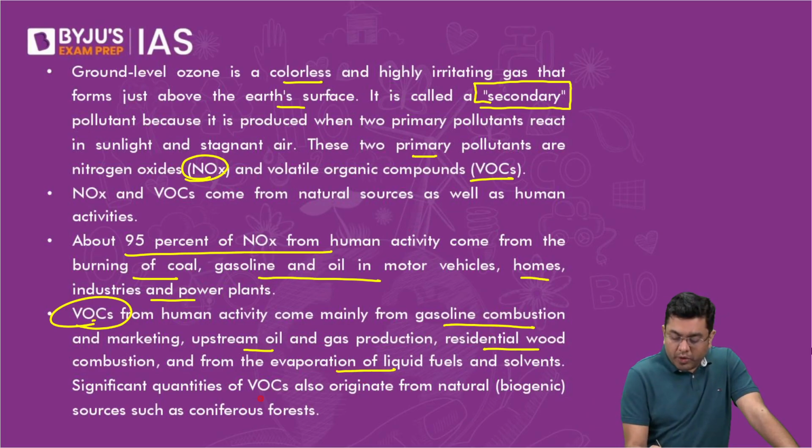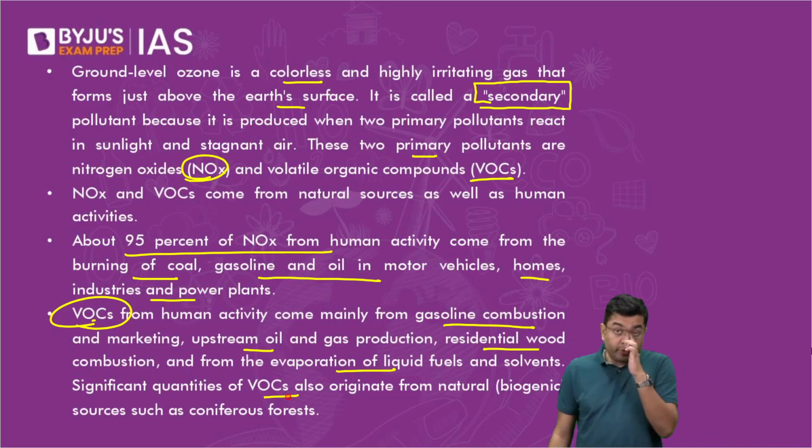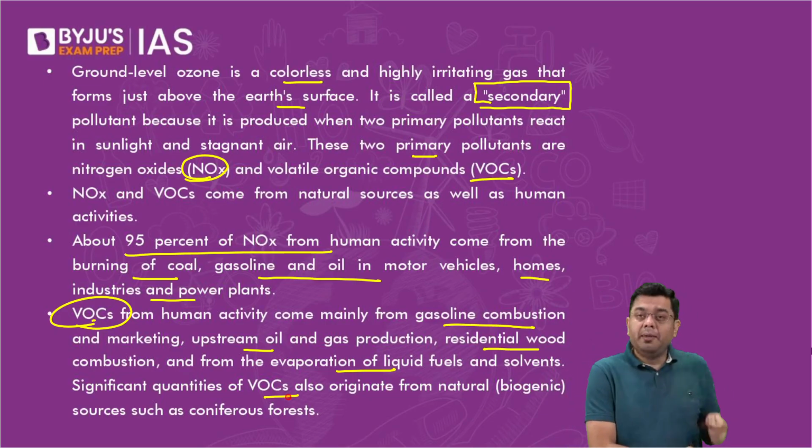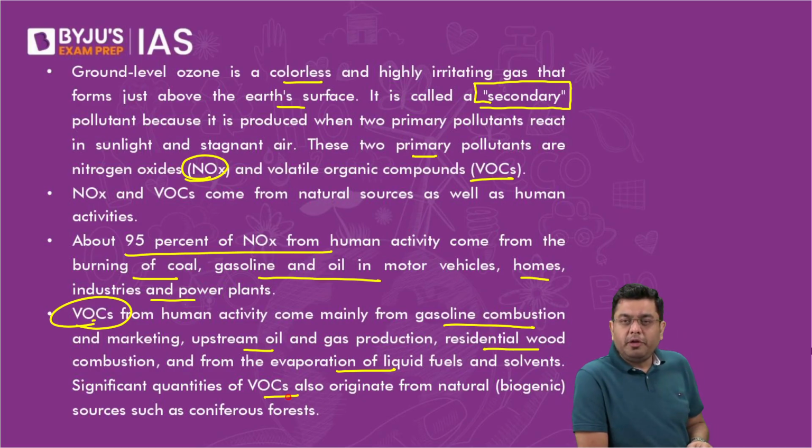Significant quantities of VOCs also originate from natural sources, but it is in very little amount. The maximum amount of these VOCs is released from these human or anthropogenic sources. Okay, so that is what ends up forming the various different kinds of ground level ozone.